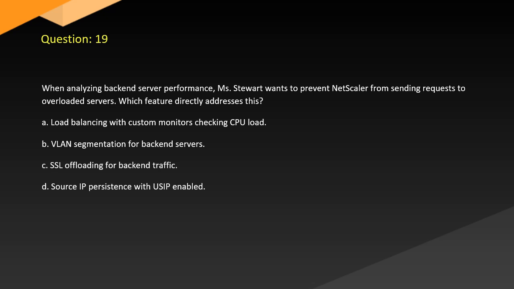Question 19. When analyzing backend server performance, Stuart wants to prevent NetScaler from sending requests to overloaded servers. Which feature directly addresses this? A. Load balancing with custom monitors checking CPU load. B. VLAN segmentation for backend servers. C. SSL flooding for backend traffic. D. Source IP persistence with USIP enabled.